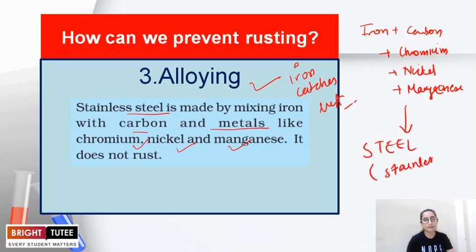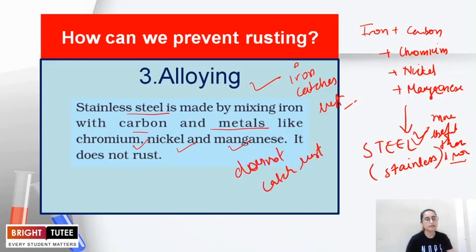Basically what happens is, this steel is now much more useful than iron. Why is that so? It is much more useful because it does not catch rust. Steel does not catch rust at all. And how do we obtain this? Steel is obtained by mixing iron with carbon, chromium, nickel and manganese, and steel has a good strength as well. So instead of iron, steel can be used in different substances.